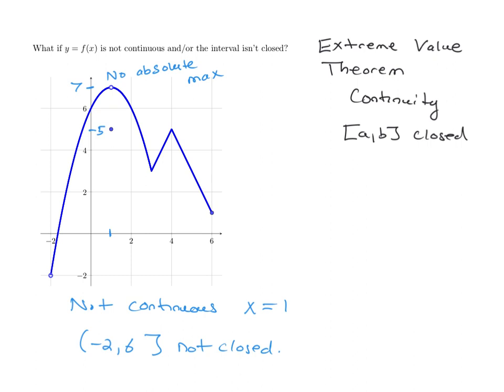There is also no absolute min, and that's because of what's happening over here. The graph gets closer and closer to -2, but it never actually is equal to it. And the reason for this is because we're not including the endpoint of -2. So there's also no absolute min. This is something to look out for. When applying this theorem, you have to have continuity. You have to have that this interval is closed, because otherwise you might not be able to find an absolute max or an absolute min.